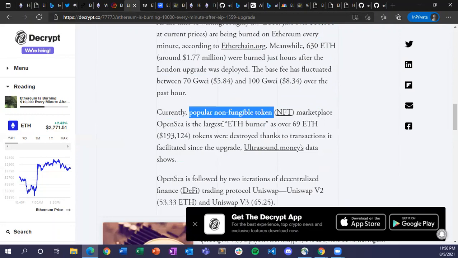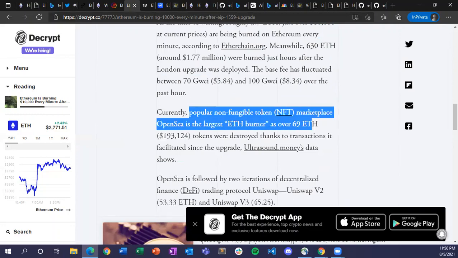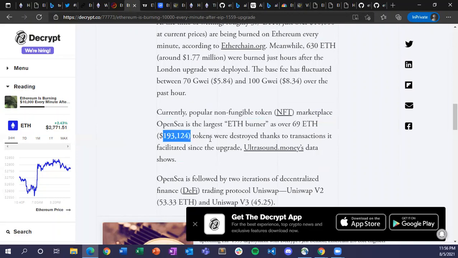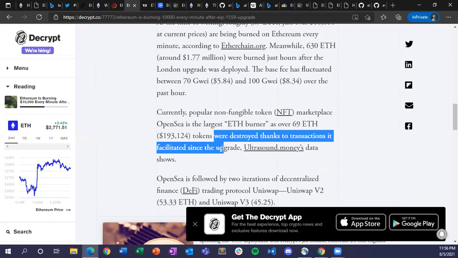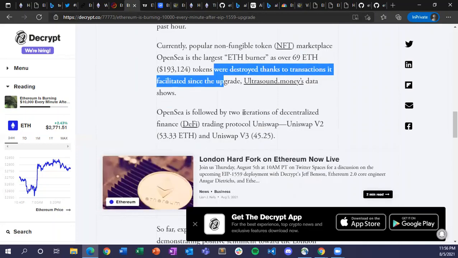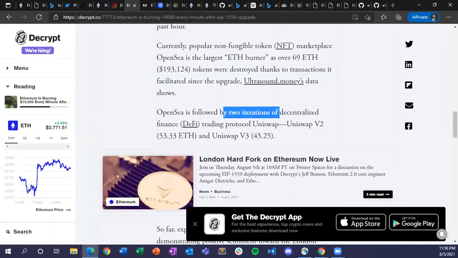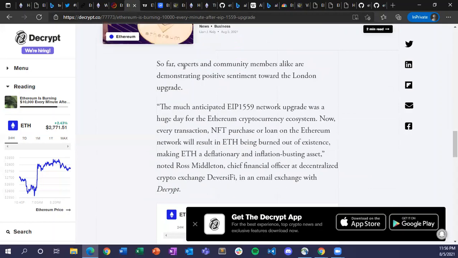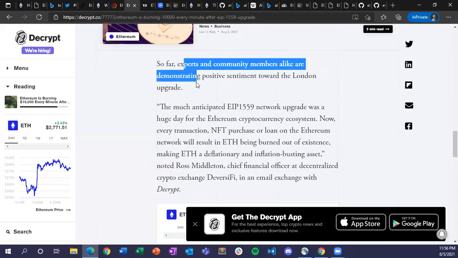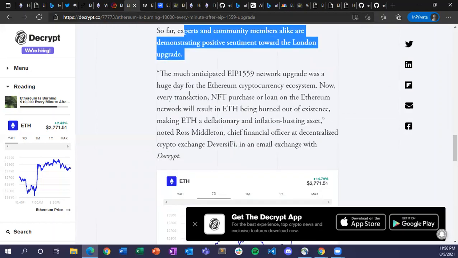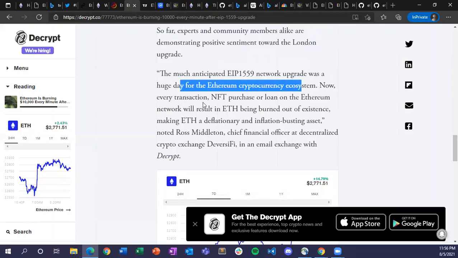Popular NFT marketplace OpenSea is the largest ETH burner, with over 69 ETH or over $190,000 worth of tokens burned, thanks to transactions it facilitated since the upgrade. And OpenSea was followed by 2 iterations of DeFi trading protocol Uniswap, V2 and V3. And so far, experts and members alike are demonstrating positive sentiment. It's a huge day for the Ethereum ecosystem.